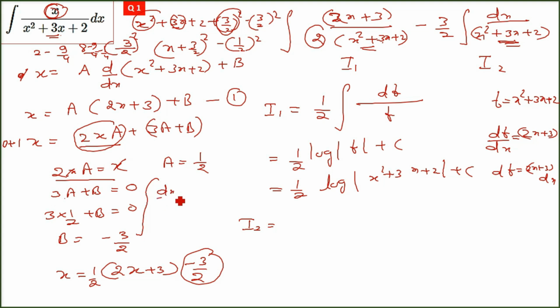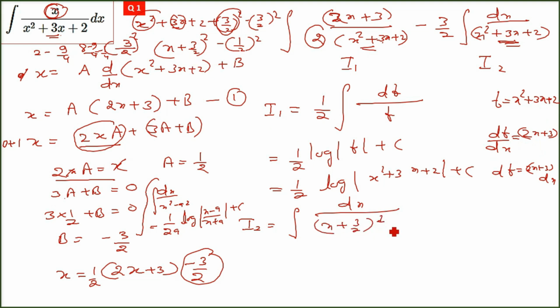So let me write the formula in order to make you recall: simply 1 by 2a log x minus a by x plus a, which is included inside a modulus sign. So same thing I'm going to do here. Let me write it here. I'm not dealing with the constant right now, but dx by x square plus 3x plus 2 can be written as dx by x plus 3 by 2 whole square minus half whole square. So x plus 3 by 2 whole square minus 1 by 2 whole square.